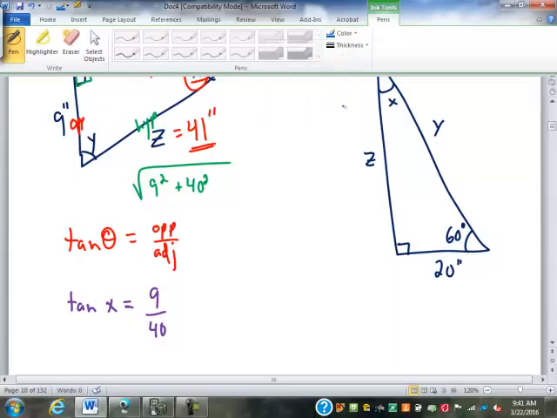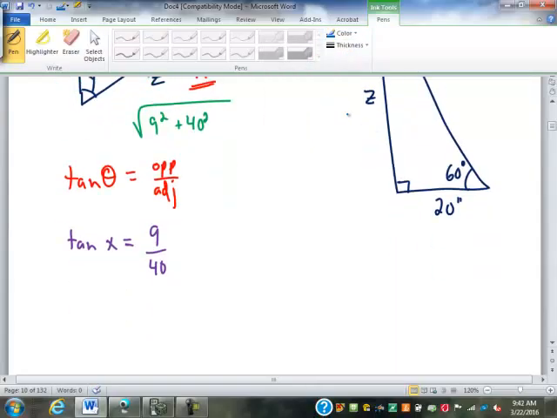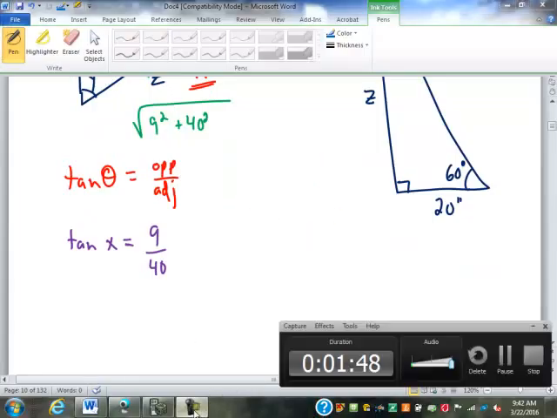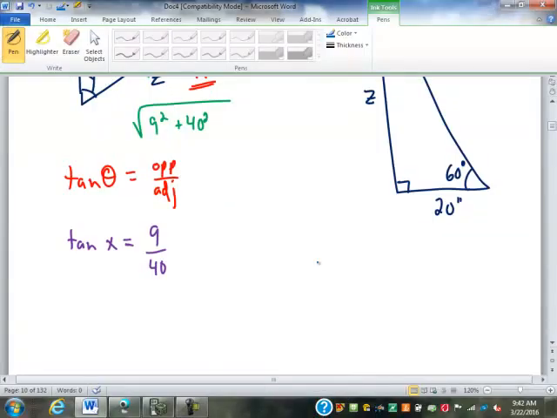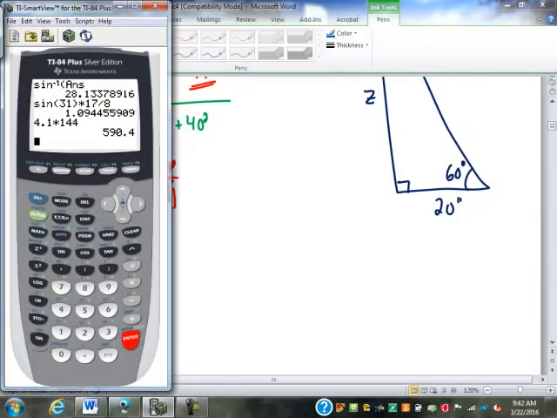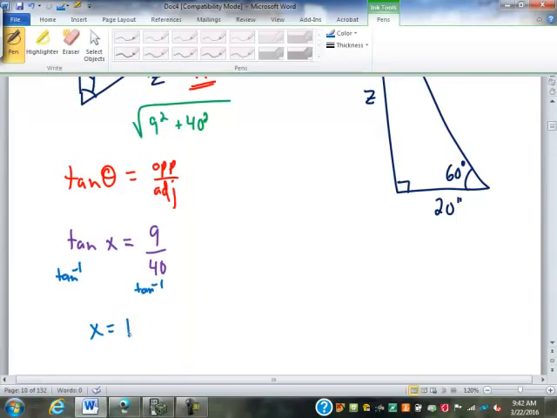We're looking for an angle, so what do we have to do? We do an inverse function. We're going to do the inverse tangent here. So X equals inverse tangent of 9 divided by 41. Close. 12.38 degrees. How many of you had 12.38 degrees for angle X?